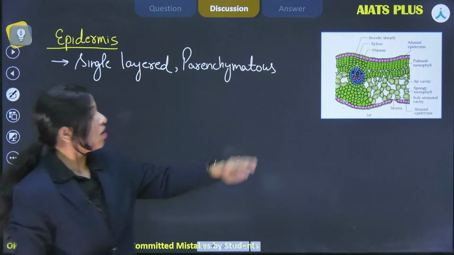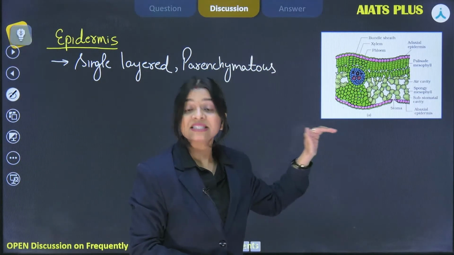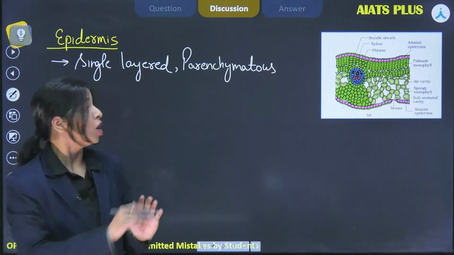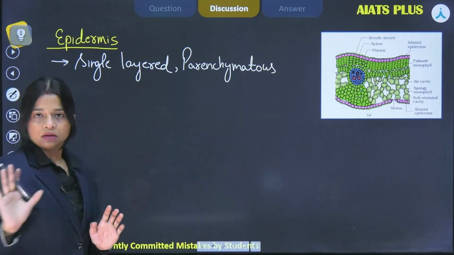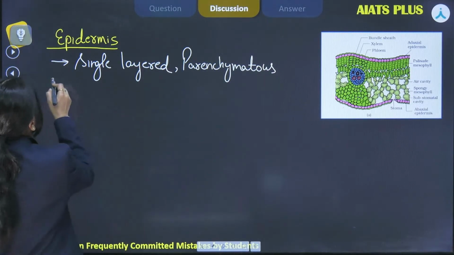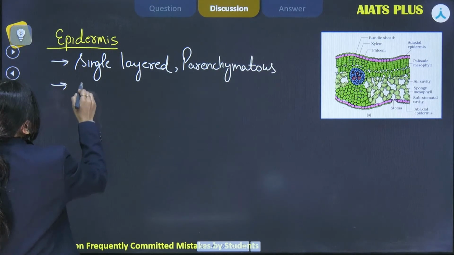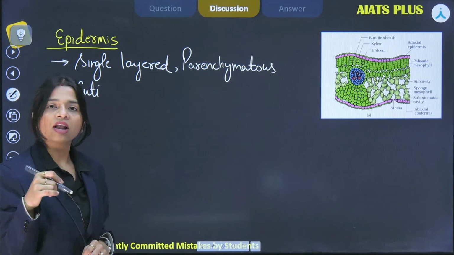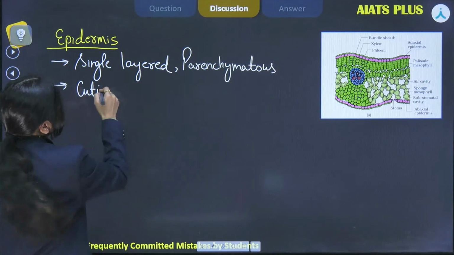There is the presence of the upper and lower epidermis, that is the adaxial and abaxial epidermis. So the epidermis is single layered, it is parenchymatous, as well as they have the presence of cells that are cuticularized. Because of the presence of cuticle, we are calling them cuticularized.